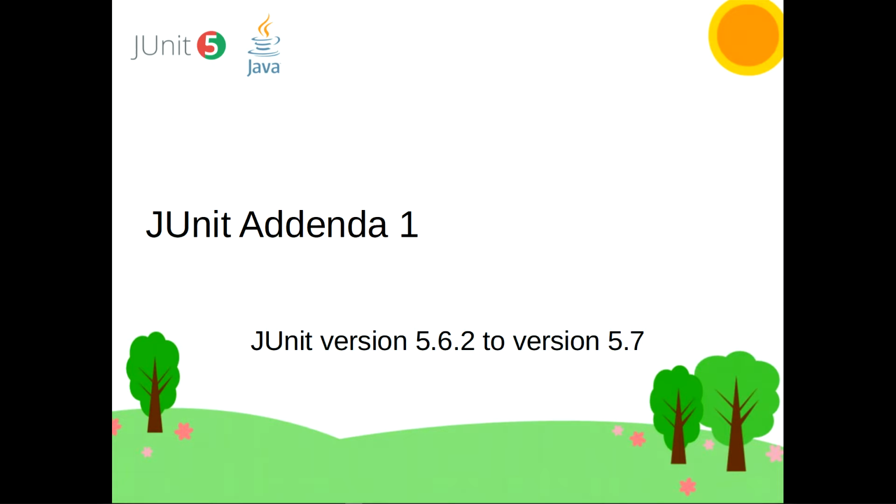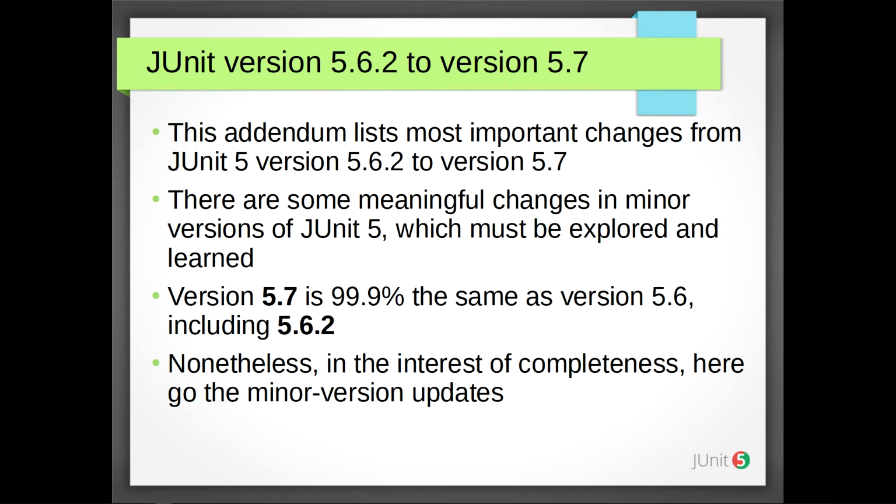JUnit Addenda 1. JUnit version 5.6.2 to version 5.7 upgrade. This addendum lists the most important changes from JUnit 5 version 5.6.2 to version 5.7. There are some meaningful changes in minor versions of JUnit 5, which must be explored and learned.